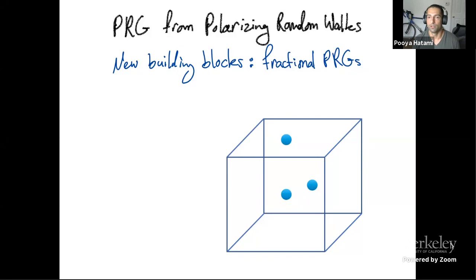This at first glance may not make any sense. We have a Boolean function, how do we even evaluate it and so on? So let's see how we formalize this kind of intuition.